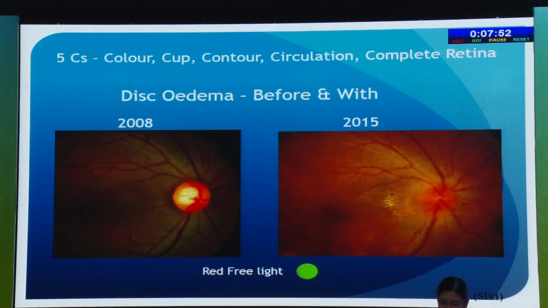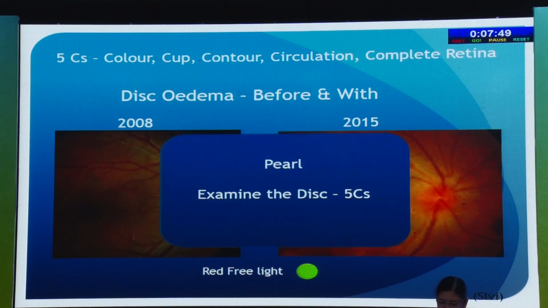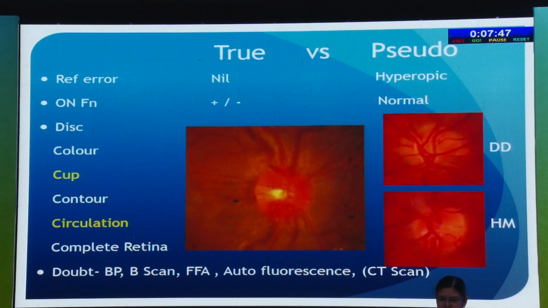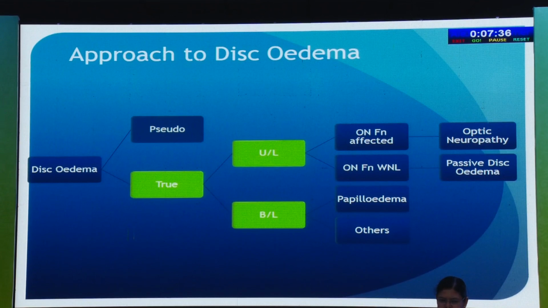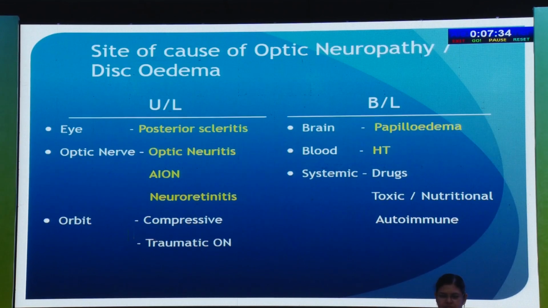All the changes in the appearance you can see here. So examine the disc with the 5 C's and differentiate true versus pseudo. The most useful I found are the cup and the vessels. The vessels are seen very clearly over the disc in pseudo edema. And then, of course, whether it's unilateral or bilateral, because the etiologies can be quite different.